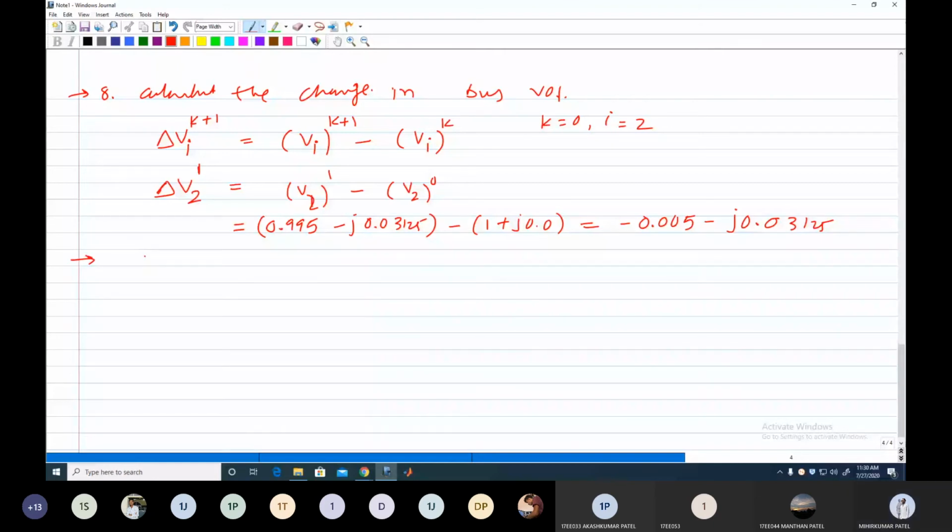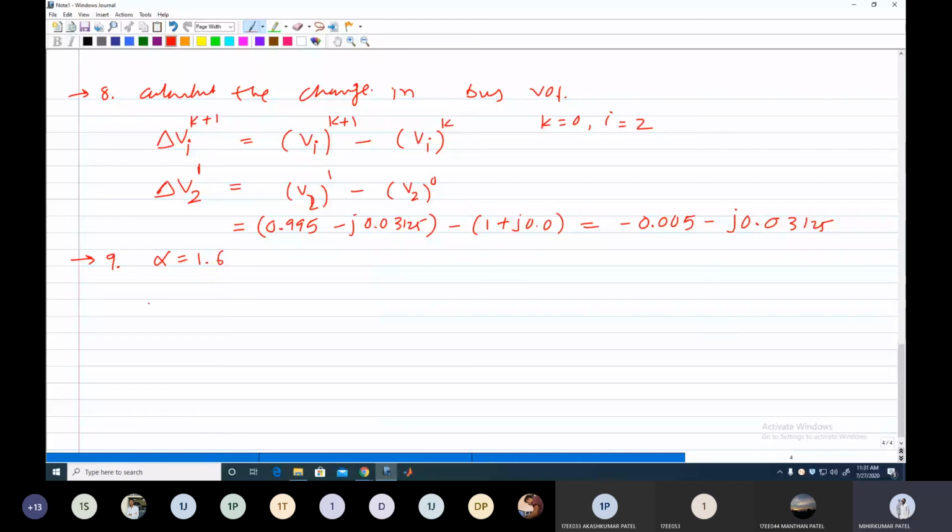Step number 9. Acceleration of convergence. Yes, we need to accelerate our convergence, which means to make a process or calculation fast. For that we need to multiply with acceleration factor alpha, and the value of alpha is given in your example. If it is not given, you have to assume that alpha is equal to 1.6.